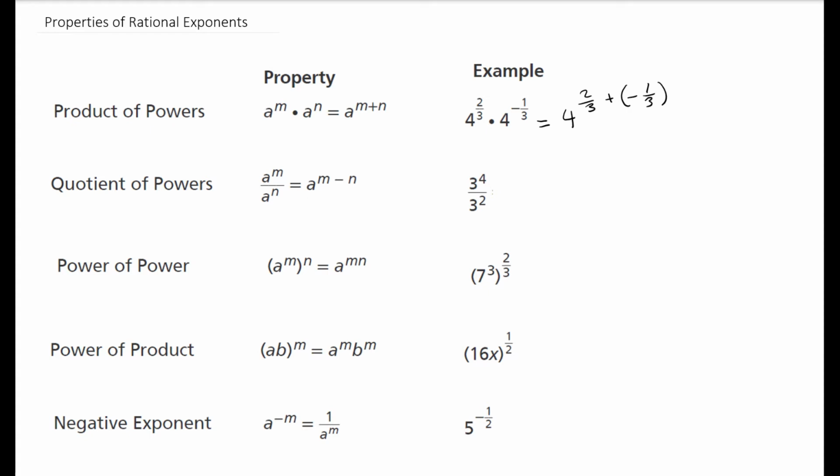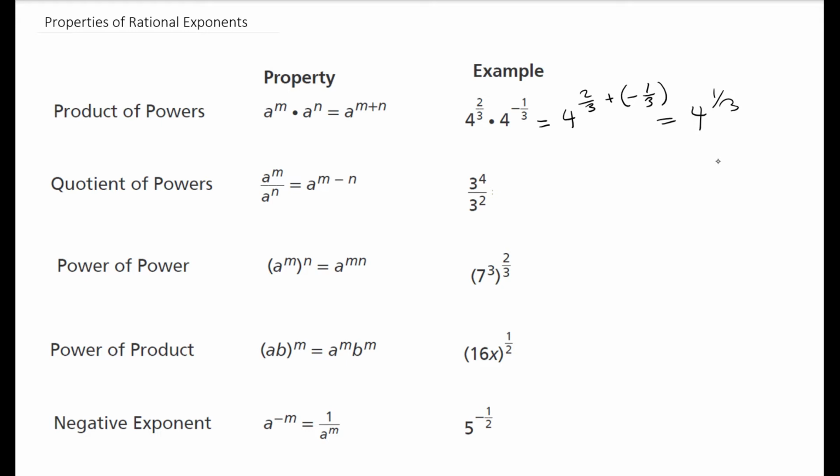Really, you're adding these two exponents together, but because this one is negative, you're really subtracting these two exponents. So it's really 2/3 minus 1/3. They have the same denominator, so you can go ahead and subtract the numerators, and you get 4 to the 1/3 power. So that's the product of powers property.